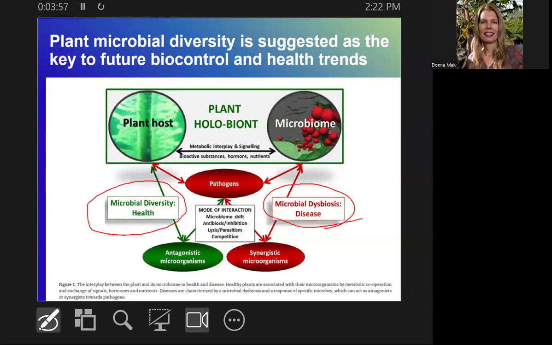You have all kinds of microbes that can work together. So that synergy idea, that when they work together, they actually do a much higher positive thing than if they worked alone. And then, of course, you have antagonistic interactions. We got a whole lot going on. It's very complicated. But the title of the paper is: Plant microbial diversity is suggested as the key to future biocontrol and health trends in the agricultural system, primarily, is what they're focusing on.